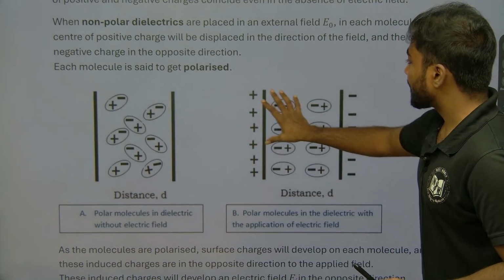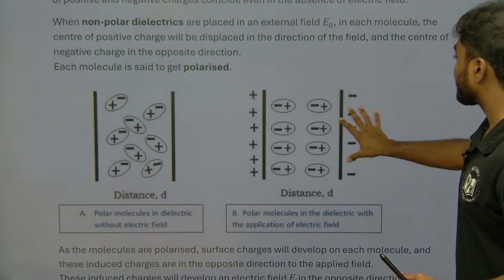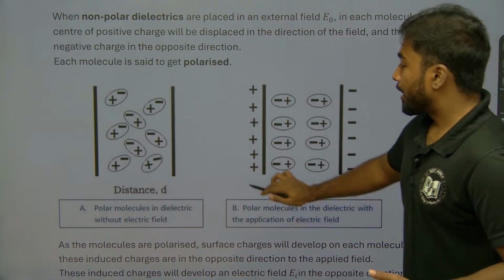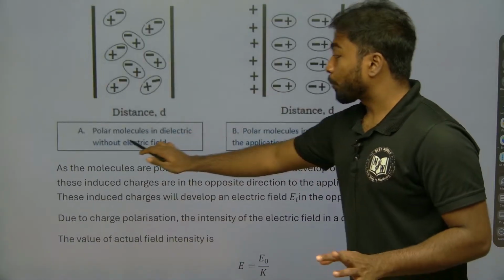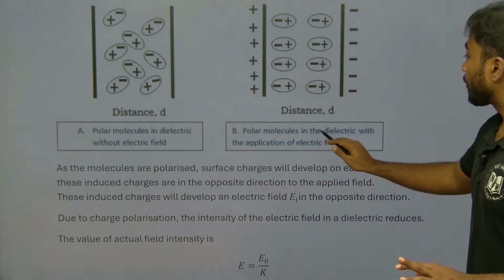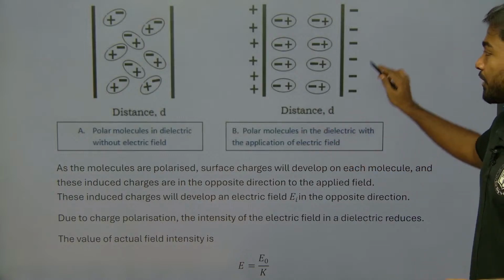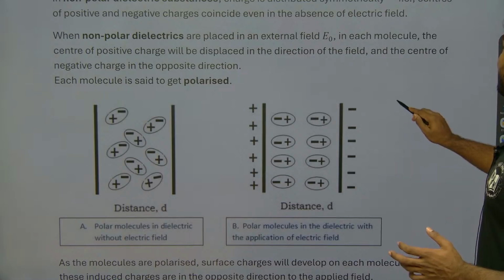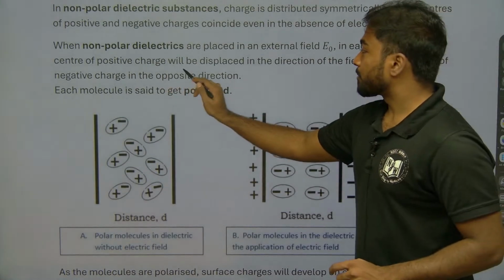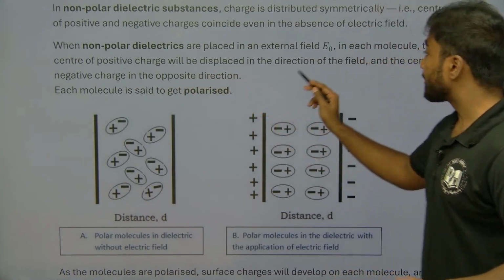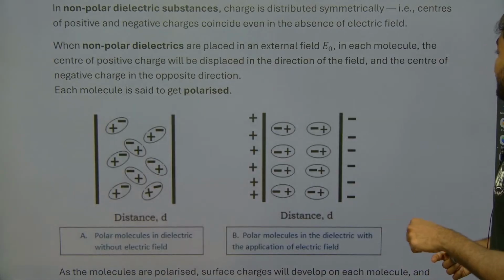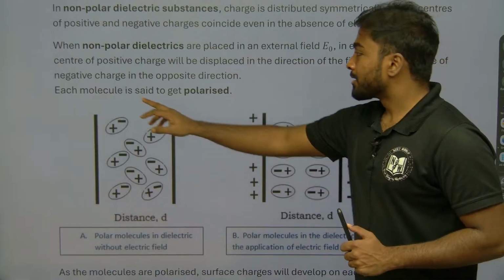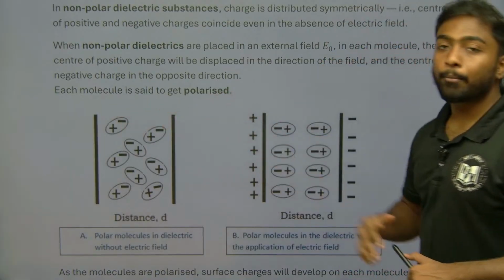So this negative charge will attract the positive charge, and this negative charge will attract the positive charge. These are the diagrams of molecules in a dielectric without an electric field, and with the application of an electric field. We see that the center of positive charge is displaced in the direction of the field and the center of negative charge in the opposite direction of the field. So each molecule is said to be polarized.